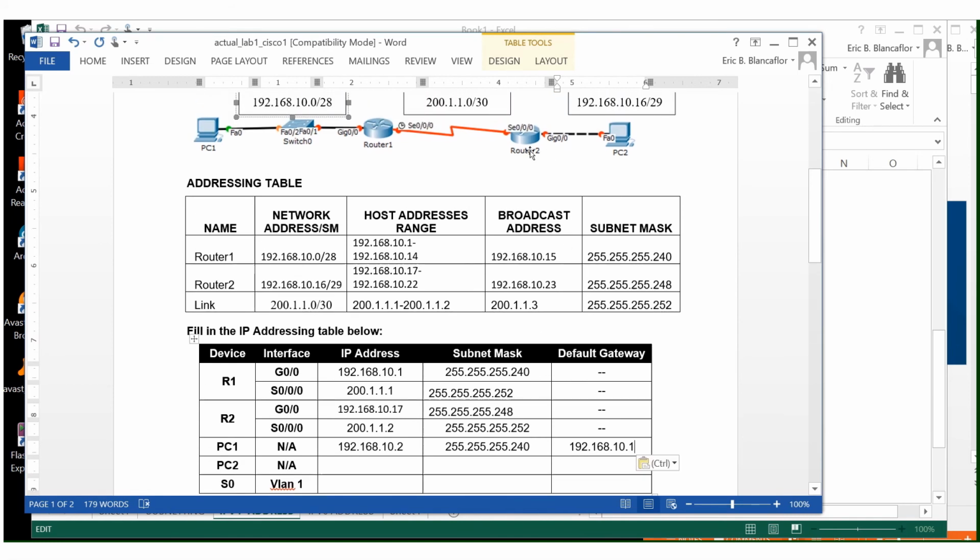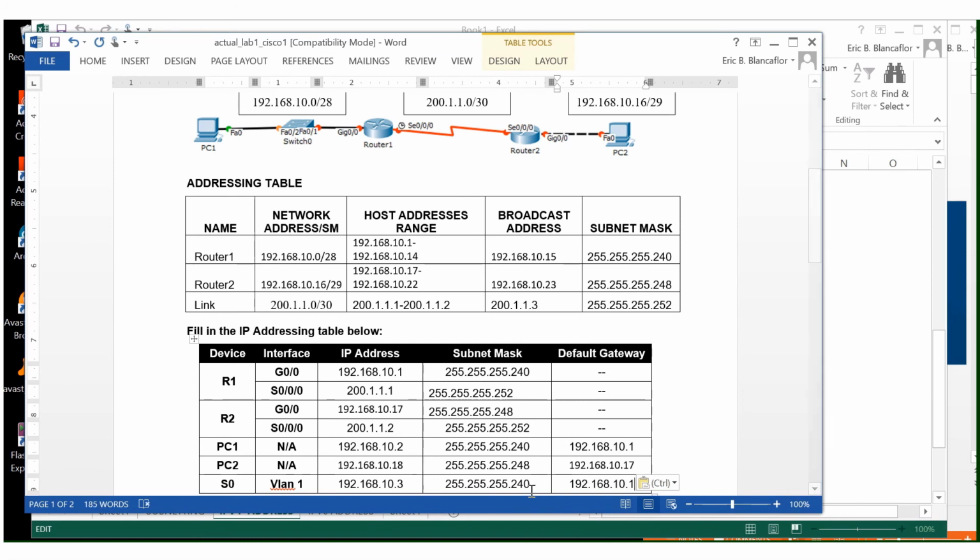PC2 is connected to R2, so its gateway is this one, 192.168.10.17. And then we assign a different IP for PC2. And the subnet mask is 255.255.255.240. And then the last one is the switch. The switch is part of this network, so we'll get it on the 192.168.10.0 network. Say we assign 3, 192.168.10.3, and the subnet mask is 255.255.255.240, and then the gateway for the switch is 192.168.10.1. So there, I filled in the table.